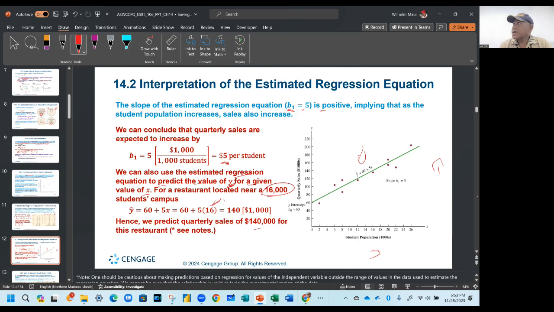This technique is very, very important, right? Because you can gather your historical data and then decide, if you're trying to build another pizza parlor, should you build another pizza parlor, or should you locate another pizza parlor next to another town? Knowing the population of the college or the university will help you make the determination whether you should open a new parlor or not, no?